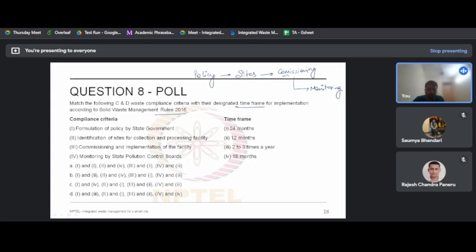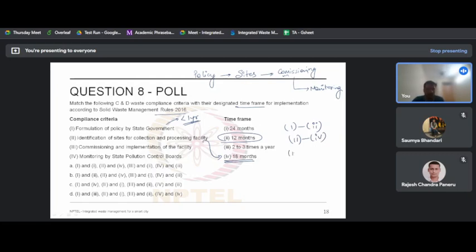The policy by the state government should be formed in less than 1 year, that is around 12 months. So 1 will go with 2. Then we have identification of sites, which should be done within 18 months. So 2 will go with 4. These are as per the Solid Waste Management Rules, so these are basically guidelines.